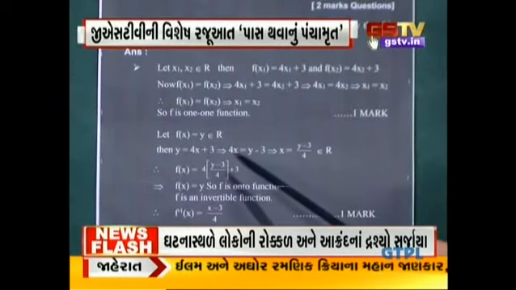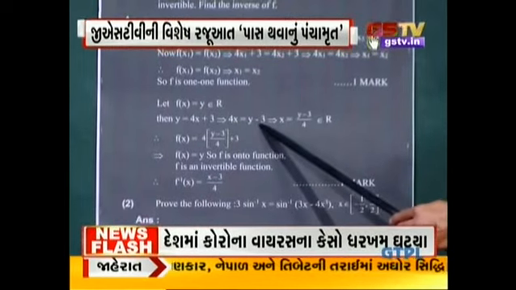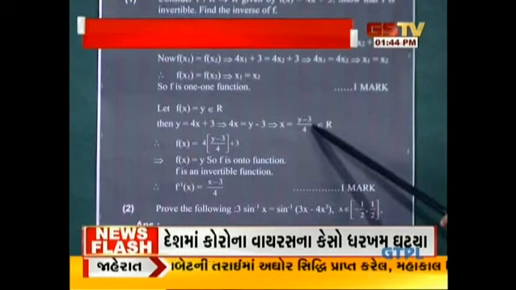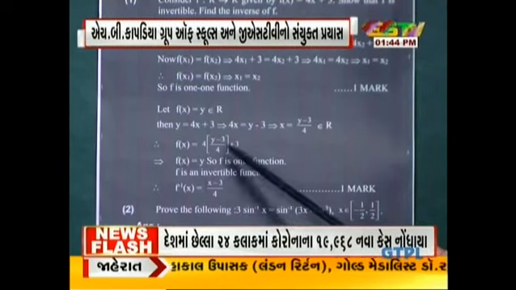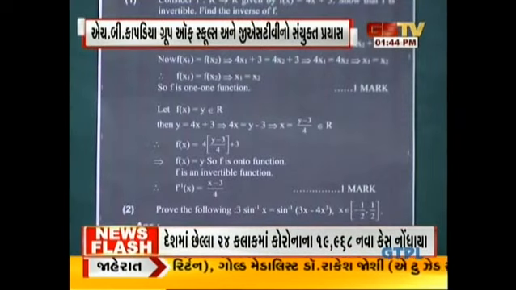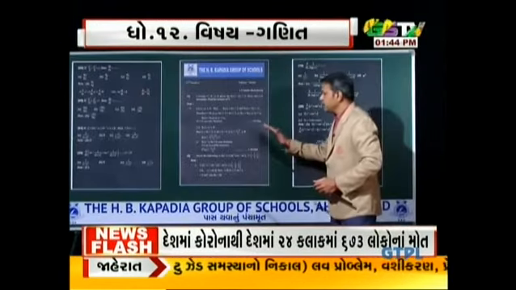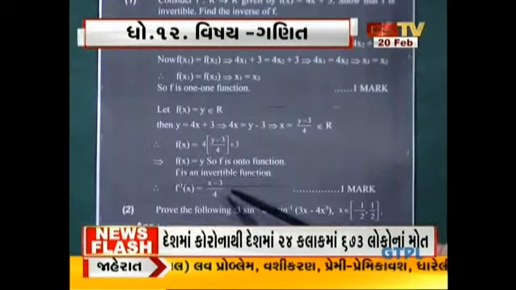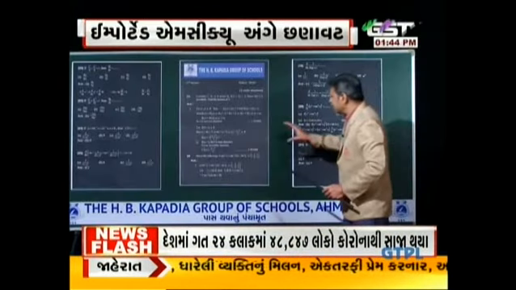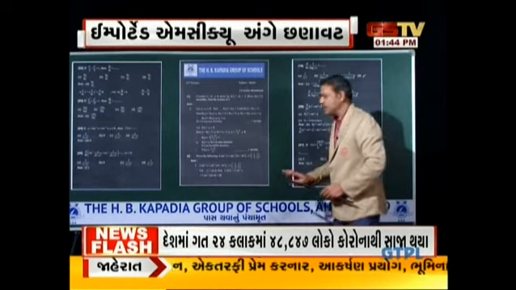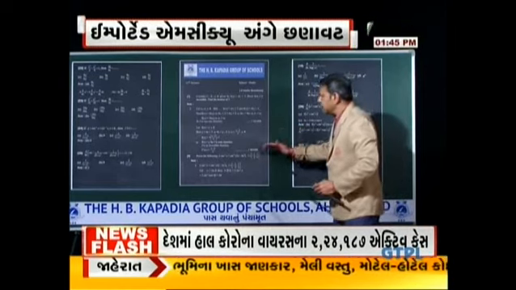Next step, for onto function f x is equal to y, so y is equal to 4x plus 3, so 4x is equal to y minus 3, so the value of x is y minus 3 upon 4. Again put this value in f of x, so we get the value y. So if f x is equal to y, then it is an onto function. So f x is one-one and onto, so it's an invertible function, and for an invertible function the answer for f inverse x is x minus 3 upon 4. Student, in this step for the onto and invertible function result, you also get 1 mark. So in this way, in a board paper, you get 1 plus 1 mark.